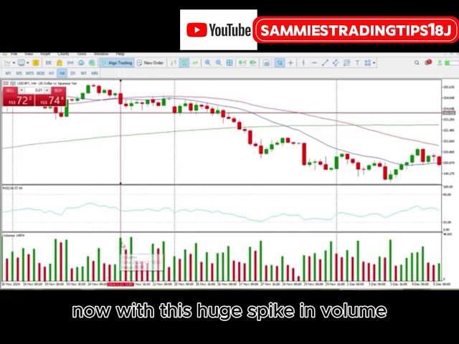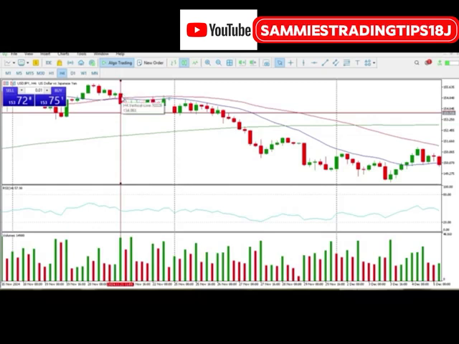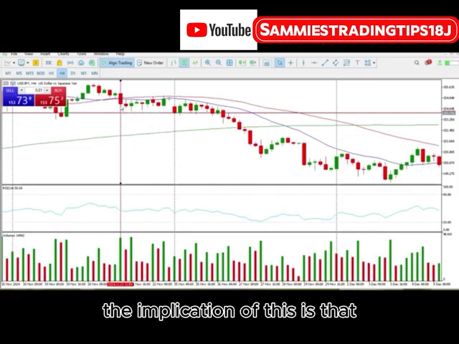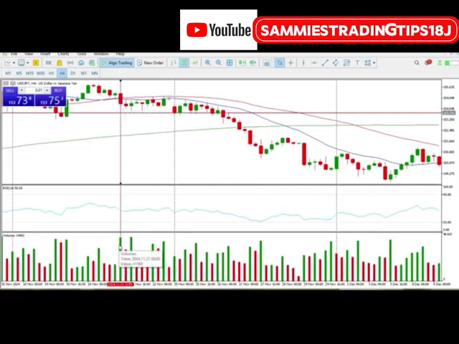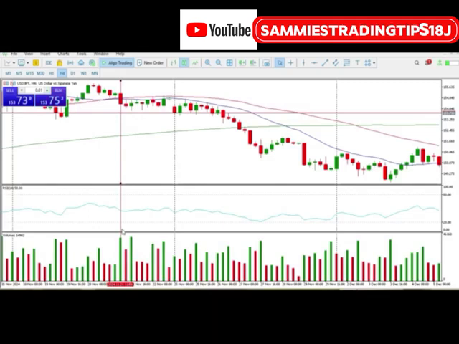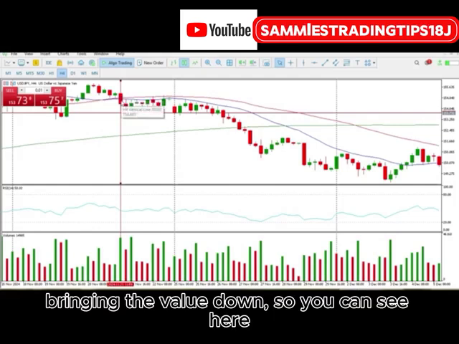Now, with this huge spike in volume, I'd expected to see a massive price rise, but instead I'm seeing sellers pushing the price down. The implication of this is that no matter how many buyers come during this particular period, the sellers are maintaining a price value, thus bringing the value down.